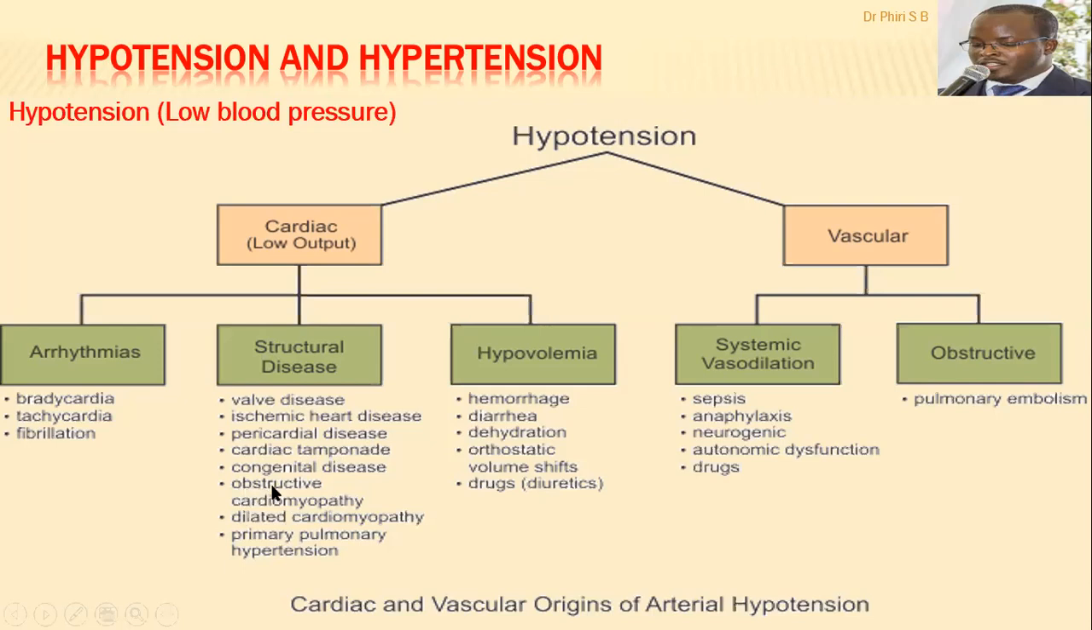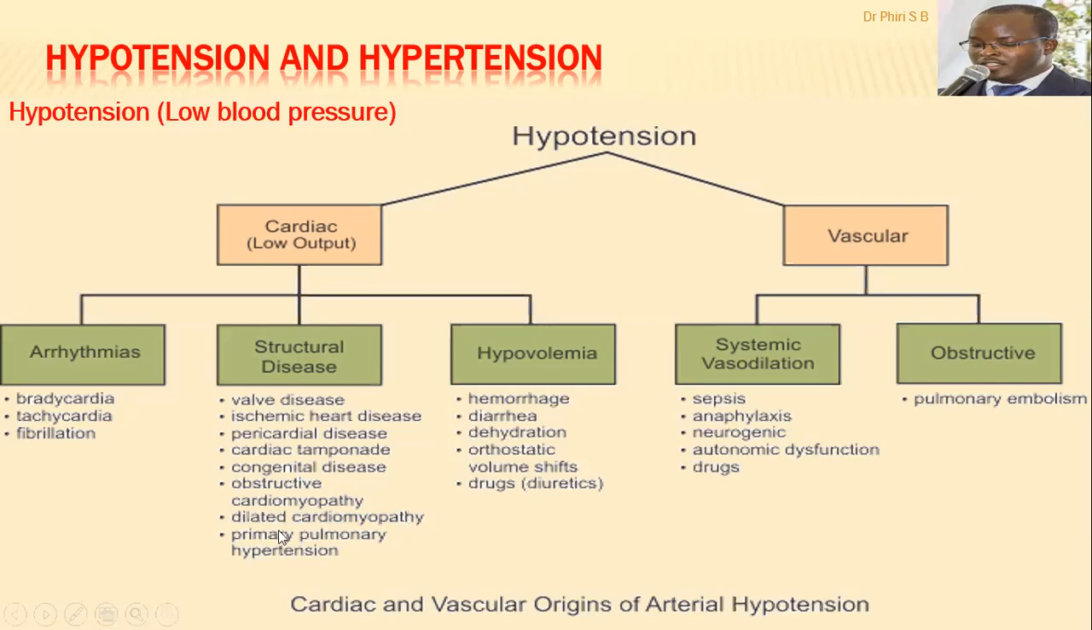Then you have obstructive disease or obstructive cardiomyopathy that will result in a decrease in blood pressure. Dilated cardiomyopathy, you find that they are so weak to pump blood out of the ventricles because of this dilated cardiomyopathy. So there is atrophy of the myocardium in most cases.